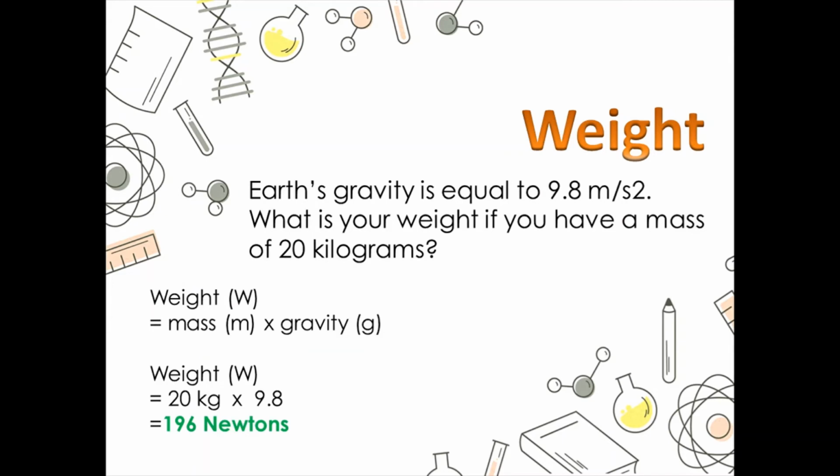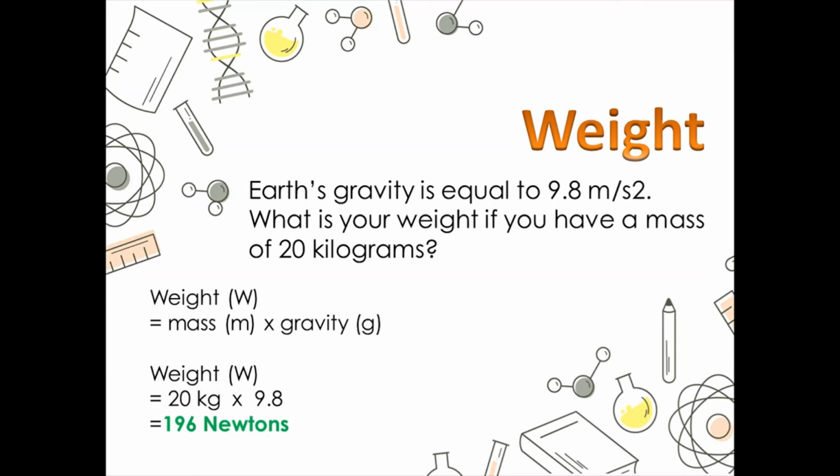Okay, so let's look at this example. It's said here that Earth's gravity is equal to 9.8 meters per second squared. What is your weight if you have a mass of 20 kilograms? Okay, so all you are going to do is multiply mass with gravity. So 20 kilograms times 9.8 is equal to 196 newtons. So 196 newtons now is your weight.